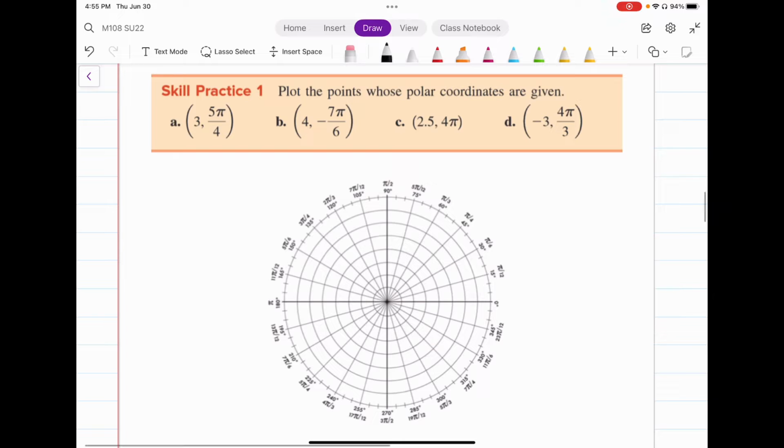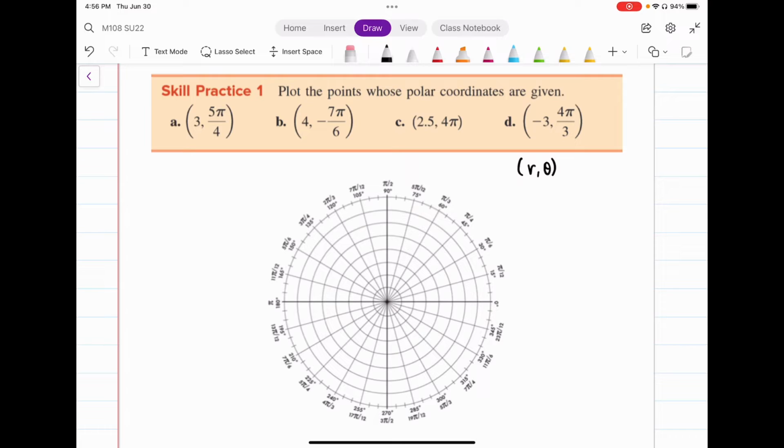And remember that polar coordinates are given with r and theta. If theta is negative, you are going clockwise. If theta is positive, you are going counterclockwise. And if r is negative, you're doing theta plus 1 pi. It's 180 degrees in direction, 1 pi away.